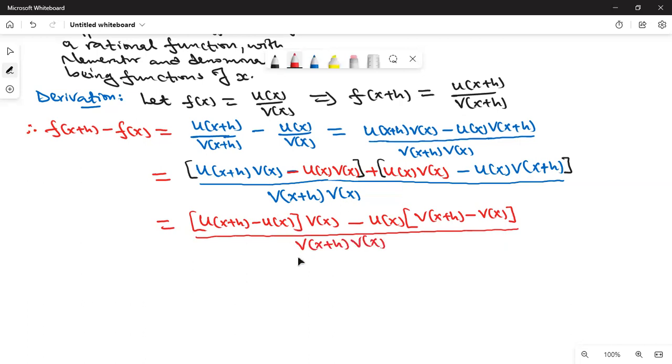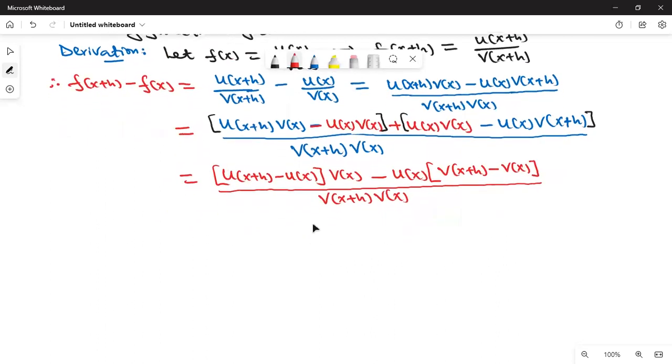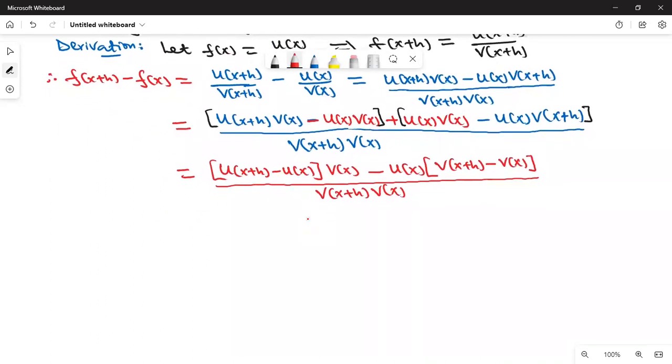Now, using the first principle of differentiation, so we write here using the first principle.